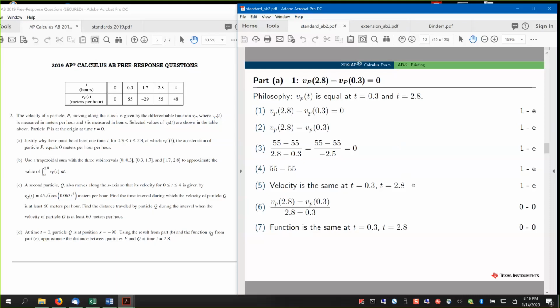In example 6, the student does not earn the first point. They must explicitly use the values of v sub p. They must go to the table and draw those values. And in example 7, the student doesn't earn the first point, and the reason is because the word function is too ambiguous. We don't know what function the student is talking about.